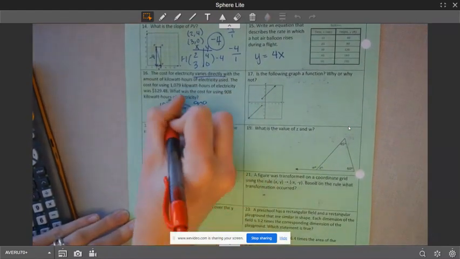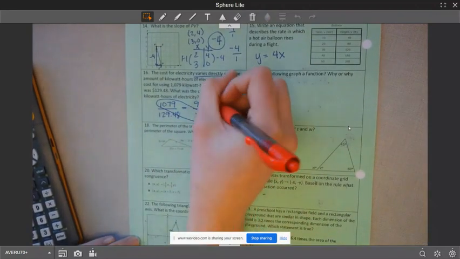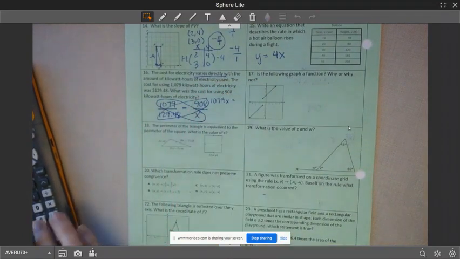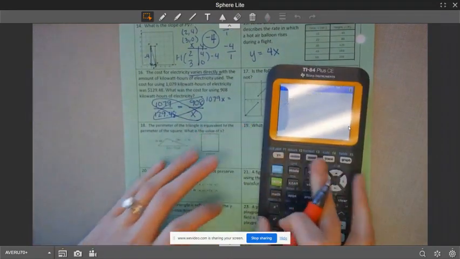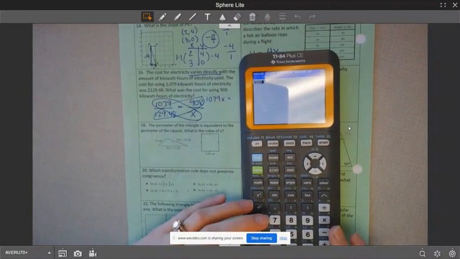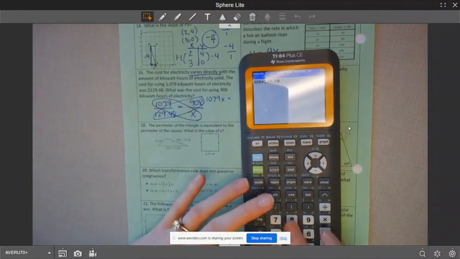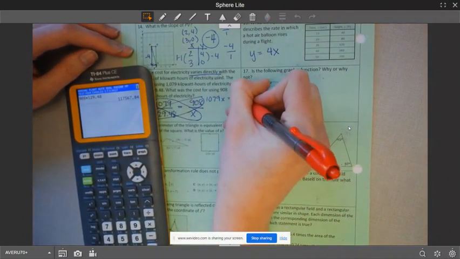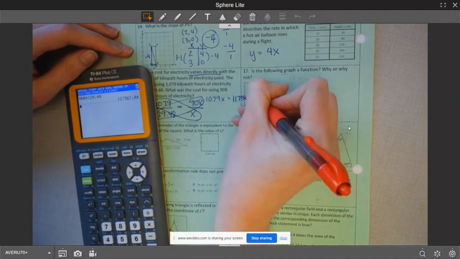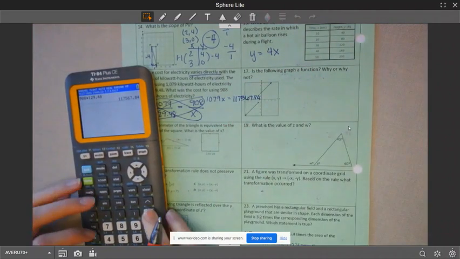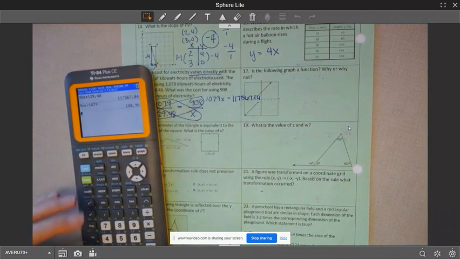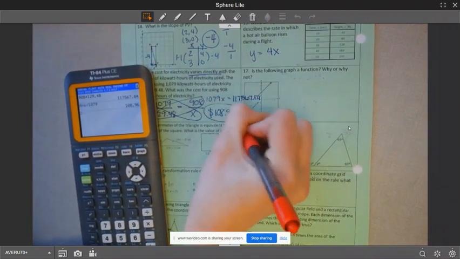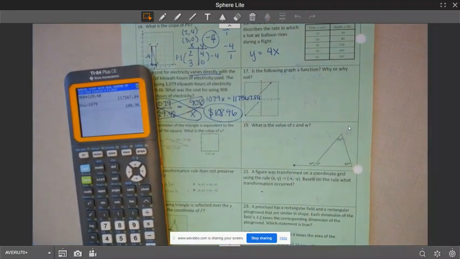When we have a proportion, we can do what's called cross multiply. So 1,079x is equal to 908 times 129.48, which gets me 117,567.84. Okay, and then I just divide by 1,079, which is $108.96.